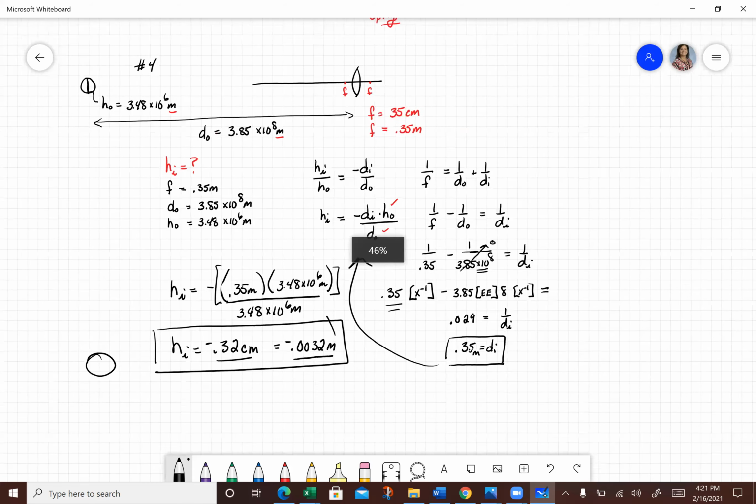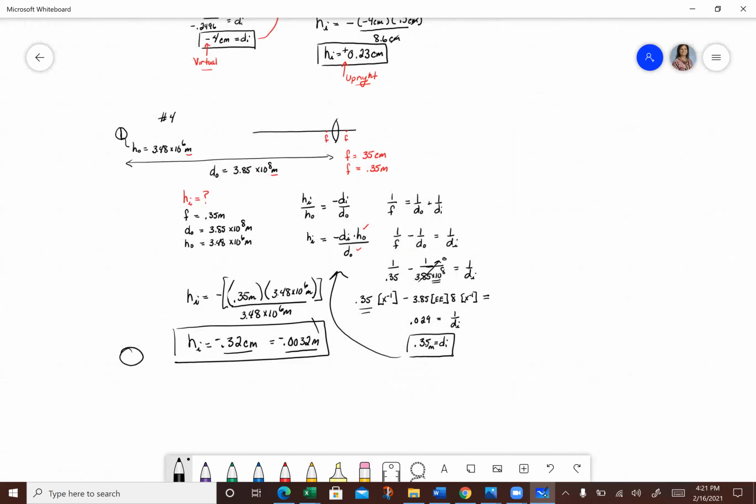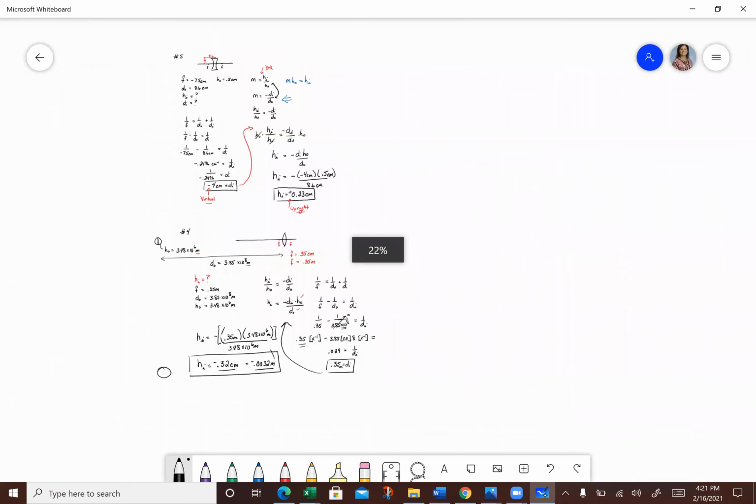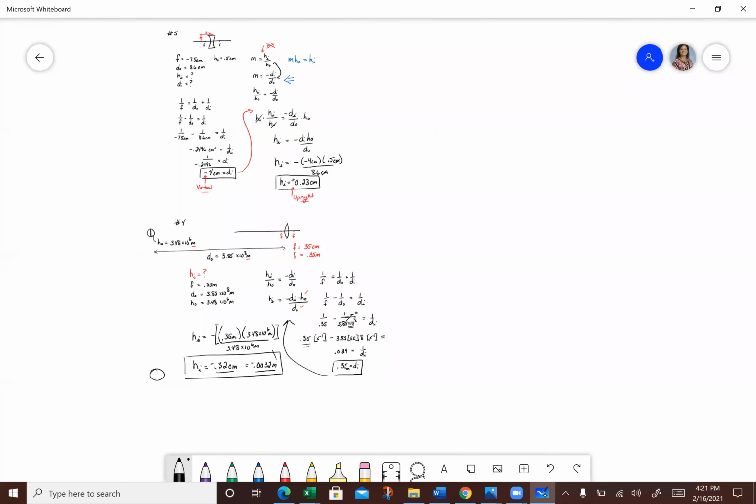Okay. All right. So that is number 4 and number 5. Hopefully that helped and makes a little bit more sense. I highly recommend that you rework both of those problems to get additional help or to make more sense of them now that you have the worked out solutions. All right, good luck with that work.